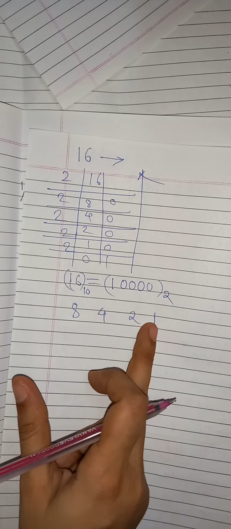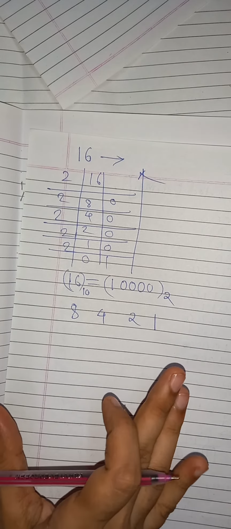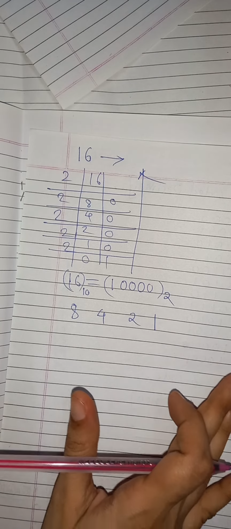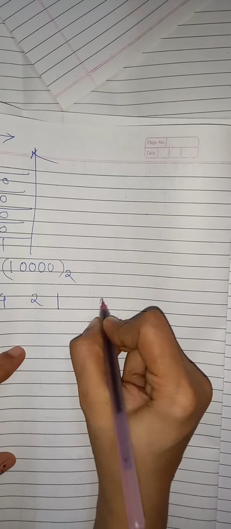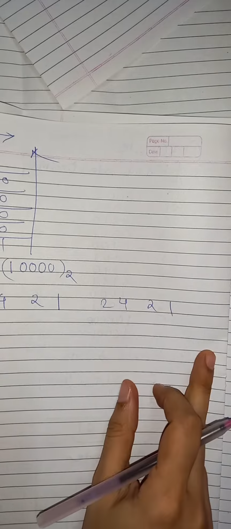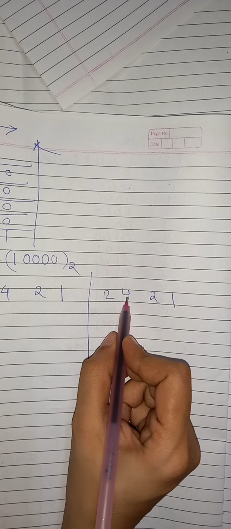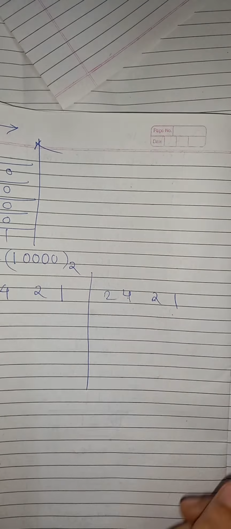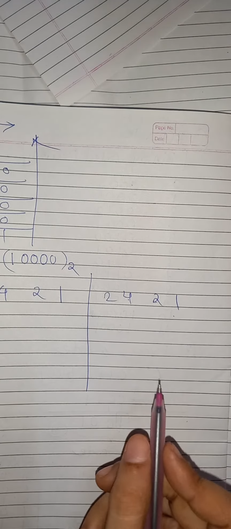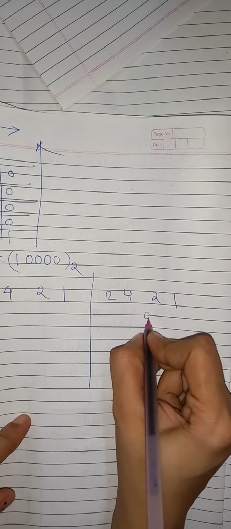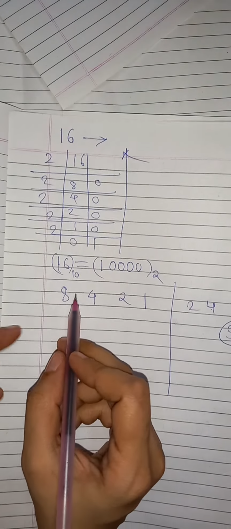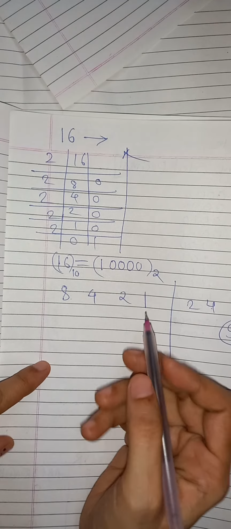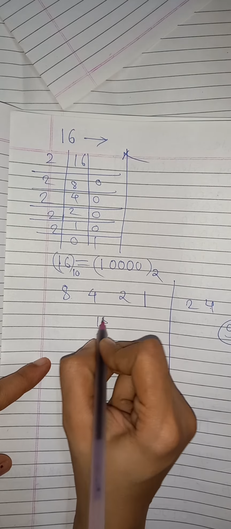So in 8421 the maximum number that we can represent is 15, and in 2421 the maximum number we can represent is 2 plus 4 is 6, 6 plus 2 is 8, 8 plus 1 is 9. So the greatest possible number that we can represent using 2421 code is 9, and the greatest possible number we can represent using 8421 code is nothing but 15.